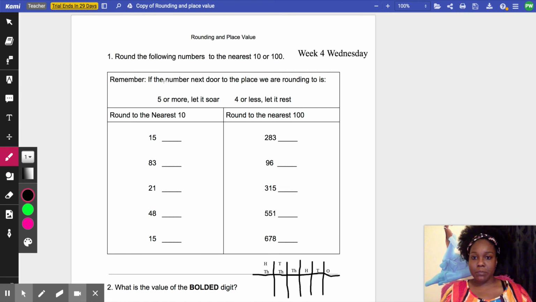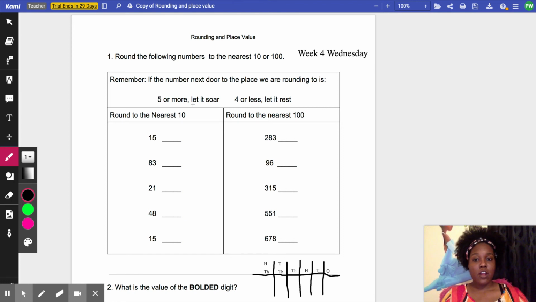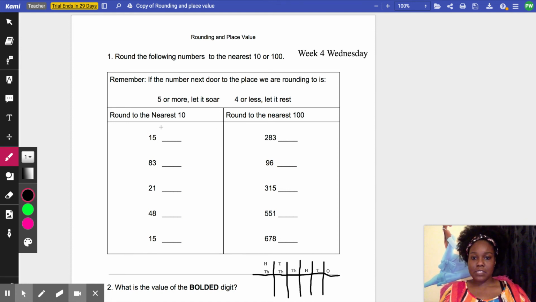So it says, remember, if the number next door to the place we are rounding to is 5 or more, we let it soar, round it up. If it's 4 or less, let it rest. This first box says round to the nearest 10. So that means I'm looking at my tens place.